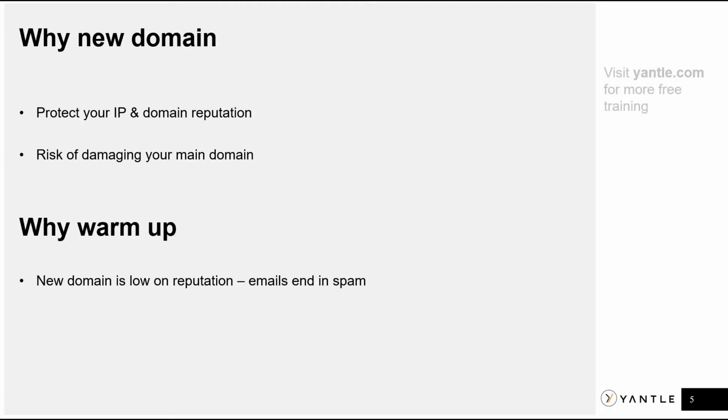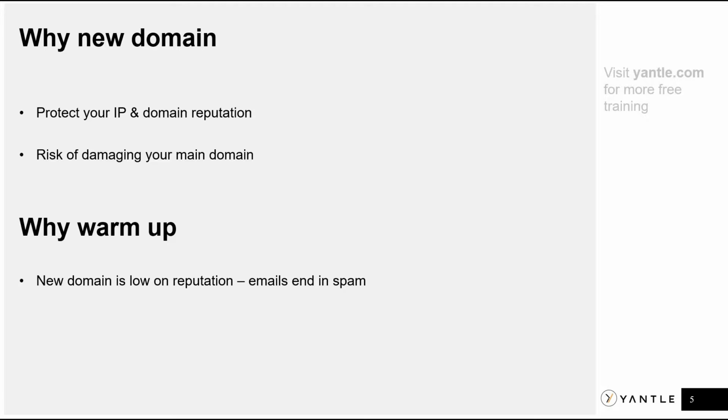Firstly, you need to get a new domain to protect your IP and domain reputation. If you don't do this, there's the risk that you will damage your existing main business domain. If your reputation is damaged, it will influence your SEO and also how your emails perform. In practical terms, your emails will end up in spam folders. It's very likely that you will get blacklisted and your emails will not be delivered to your recipients. And this includes not only cold prospects, but people you speak to on a daily basis, your customers, your clients, or anyone else you are talking to via email.